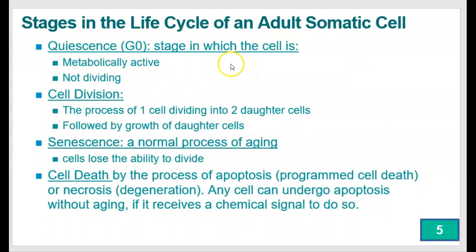So quiescent cell is the stage when a cell is metabolically active but not dividing. Cell division is the process of one cell dividing into two daughter cells, and we can call that the cell cycle. Senescence is aging, and cell death can happen by either apoptosis or necrosis.